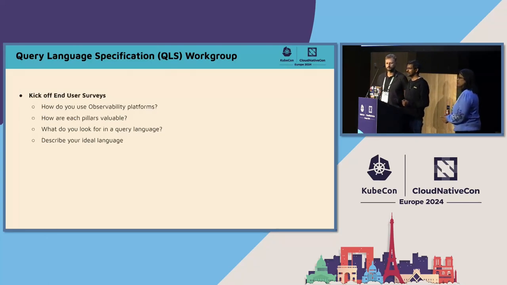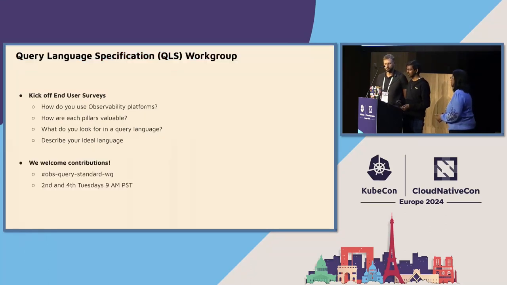What are the ways in which they query the observability platforms that they are consuming right now? What are the pillars that they use, how they consume them for the various use cases, so that we can identify patterns on, okay, these are things that are very important to end users, these are things that are not available but they really care about, so that we can finally go about describing that ideal language that we could potentially propose.